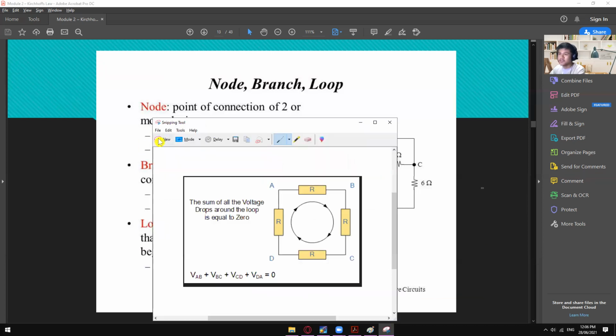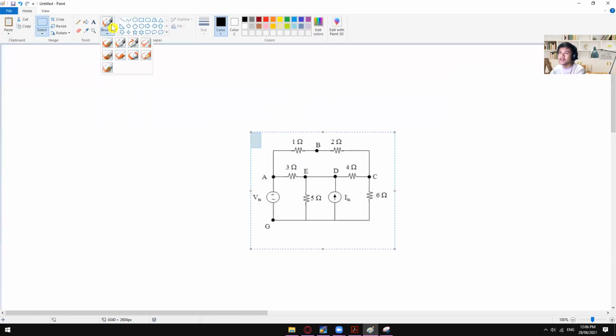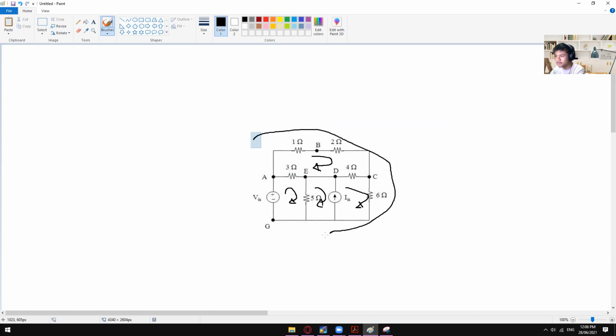If you take a look at this one, you can have a loop right here, first loop, second loop, third loop, fourth loop, and then a fifth loop on the outer side. That's why we have five loops. How about mesh? How many meshes do we have in here? We have five loops in total, but how about mesh? How many? The correct answer is four.